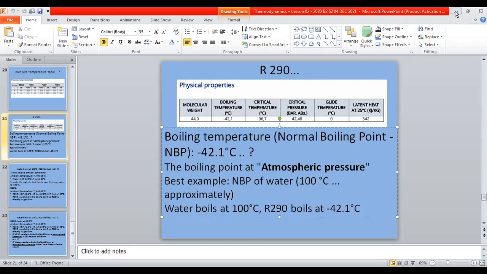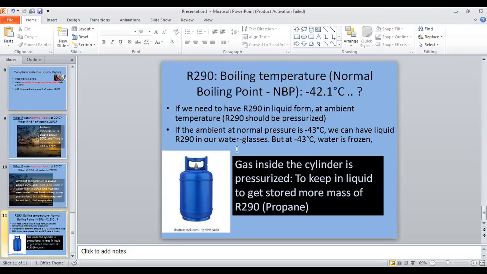The image I put for this gas cylinder for propane is not really correct. The screen is not shared, sorry. So putting R290 for the cooking gas is not really good. Let me put the propane gas. It's different.